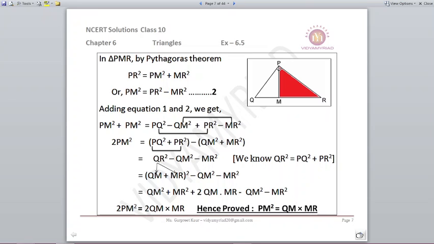minus QM square minus MR square. Now this is in the form of a plus b the whole square. So we will use that formula and we will rewrite it as QM square plus MR square plus 2QM into MR minus QM square minus MR square. Now what happens here is QM square and MR square both get cancelled and you are left with 2QM into MR on our right hand side. So both our left hand side and right hand side we have 2, it gets cancelled and hence we have proved that PM square is equal to QM into MR.